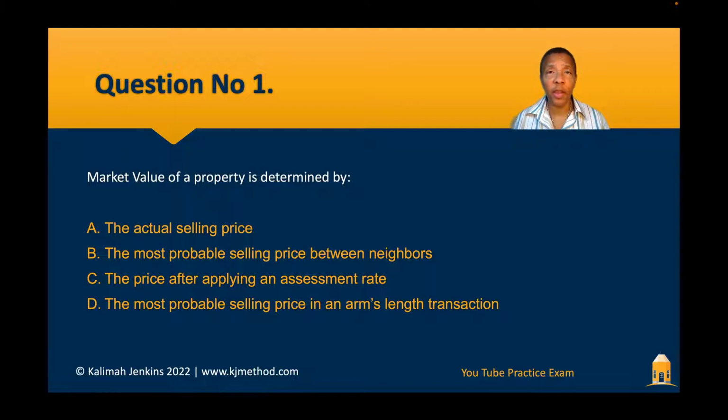What we're essentially saying is you don't get true market value unless you are comparing properties that have both been sold in an arm's length transaction.